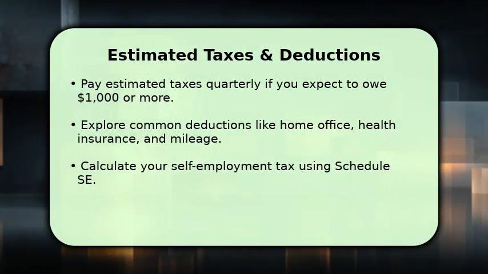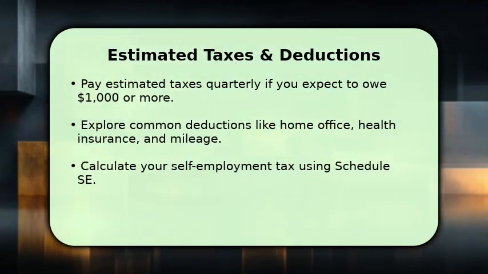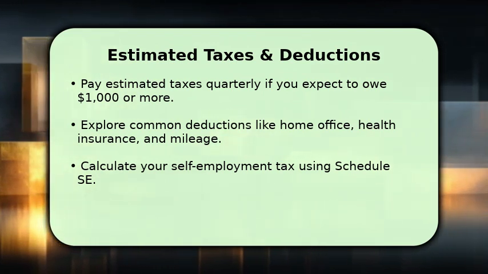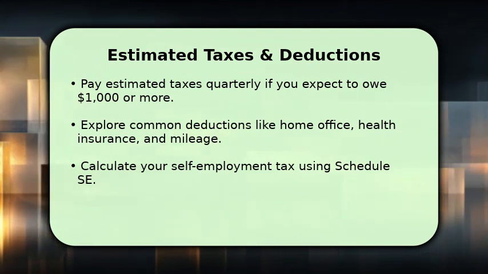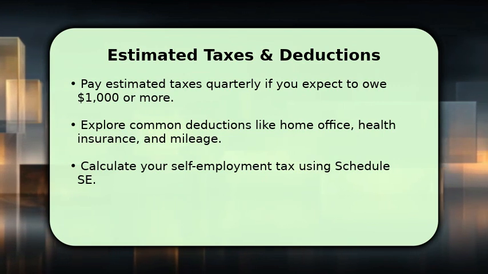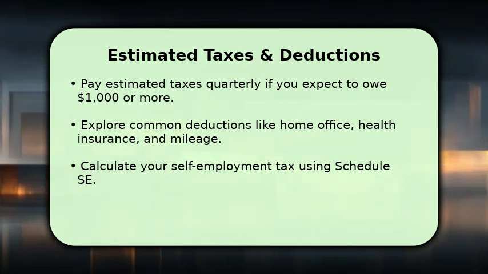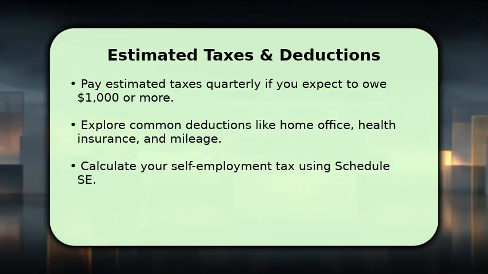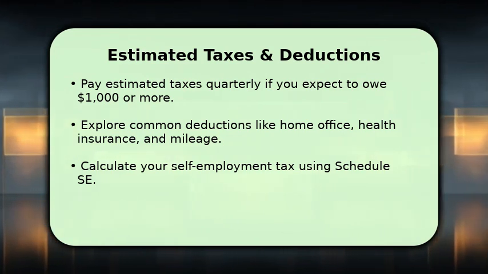Now, let's talk about estimated taxes and deductions. If you expect to owe at least $1,000 in taxes, you'll likely need to pay estimated taxes quarterly using Form 1040-ES. Don't forget to claim all eligible business deductions, such as qualified business income, health insurance premiums, and business mileage. These deductions can significantly reduce your taxable income and your overall tax bill.